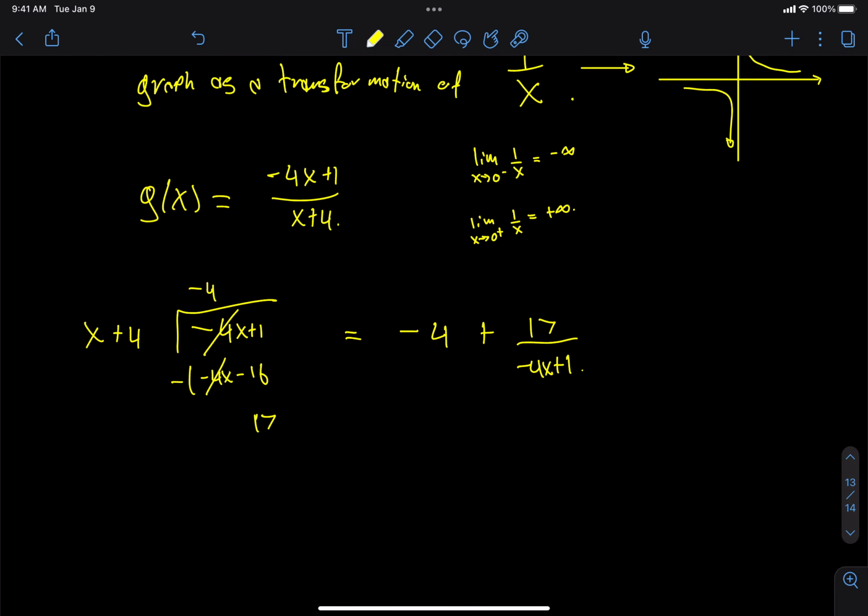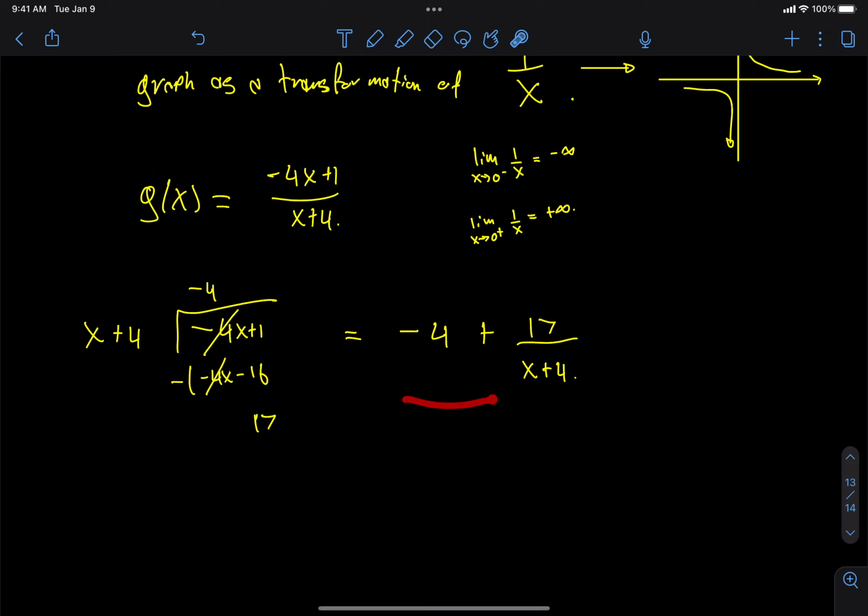Okay, negative 4x plus 1. No, what am I doing? I was like, that's not right. This should be the x plus 4, right? Because that's what we're dividing by. Okay, so we have a whole number plus a remainder.